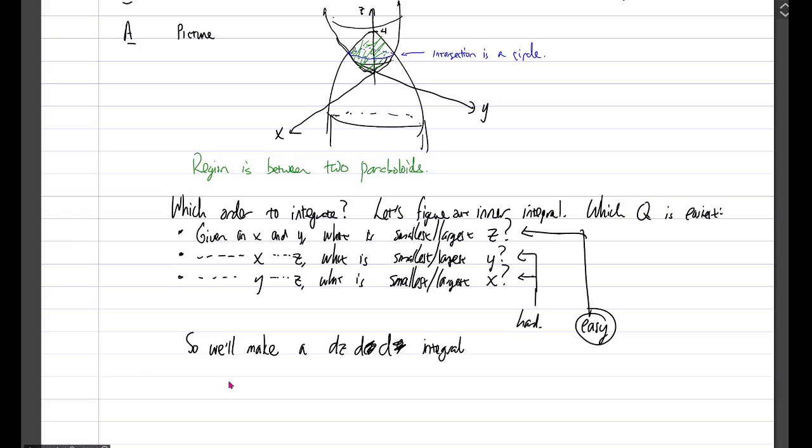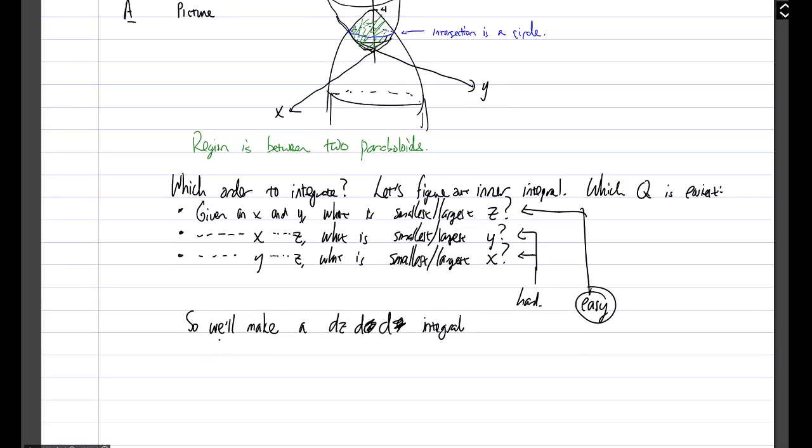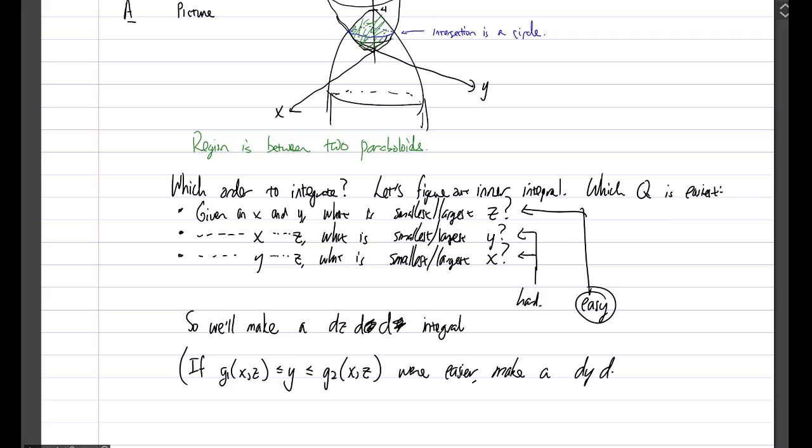Just a parenthetical remark: if g sub 1 of x comma z is less than or equal to y, less than or equal to g sub 2 of a function that mentions x's or z's, were easier, which it's not in this case, then we'd make an integral that starts with dy, then d something, then d something. But what is going to be easier here is a dz, then d something, d something.